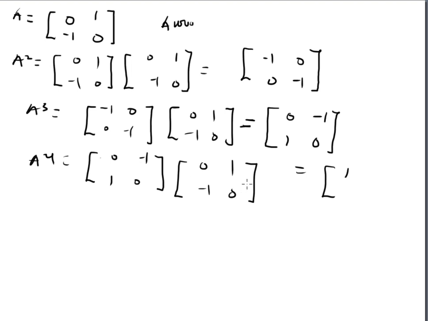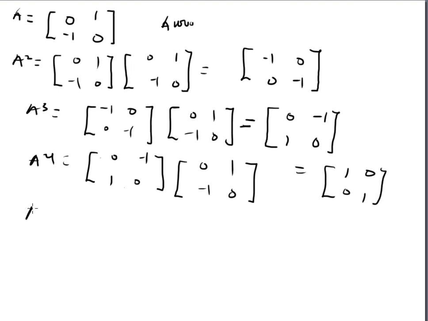Now, 0 times 1, negative 1 times 0 gives us 0, right? 0 times 1 times 0 gives us 0. 0 times negative 1 gives us 0. And finally, 1 times 1 gives us 1. 0 times 0 gives us 0, right? So 1 and 1 plus 0. So this gives us 1.